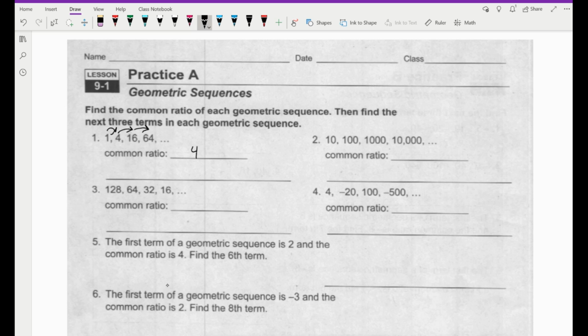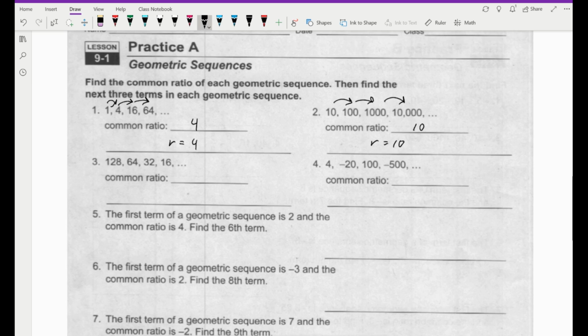Let's look at number 2. We go from 10 to 100, 100 to 1,000, to 10,000. Each time we're adding a 0. To add a 0 to the number each time, we just have to multiply it by 10. So the common ratio is 10, which also means r equals 10. I can write that over here too. R equals 4.